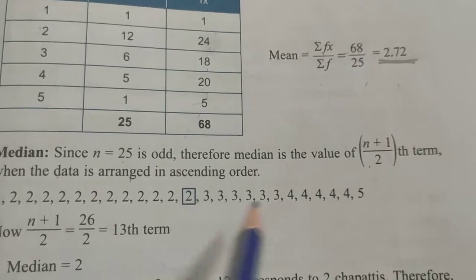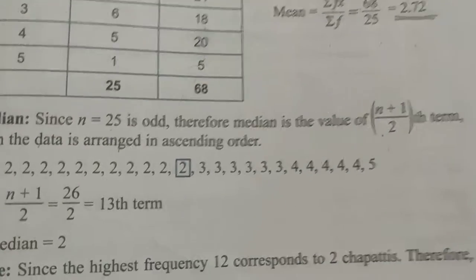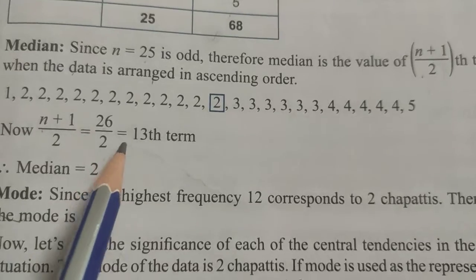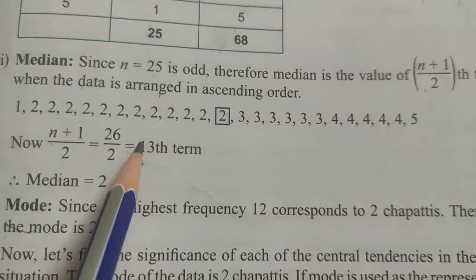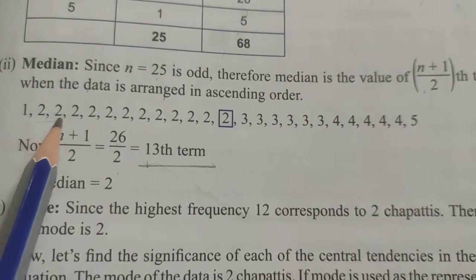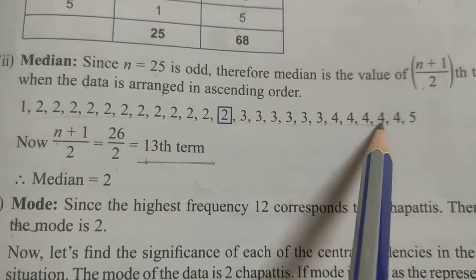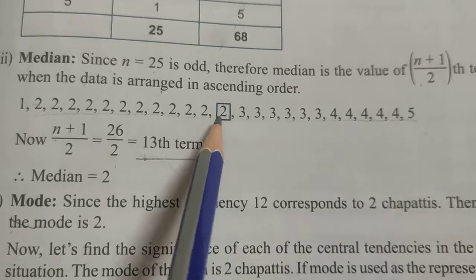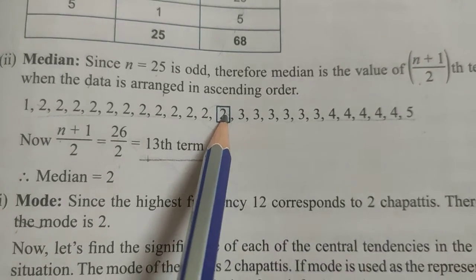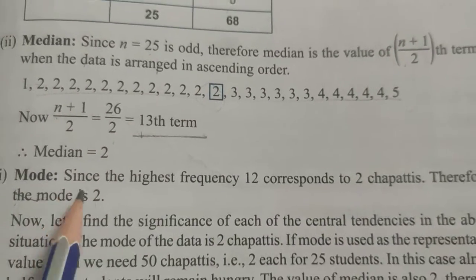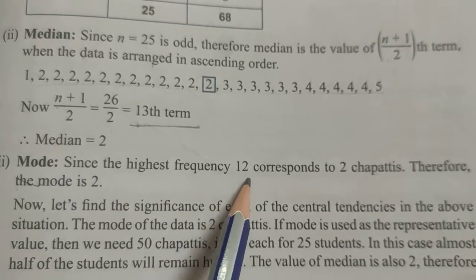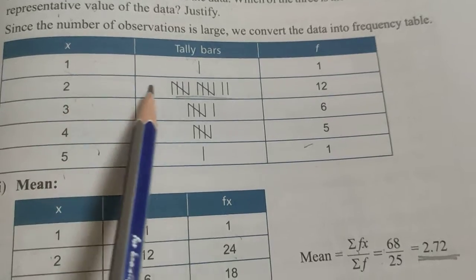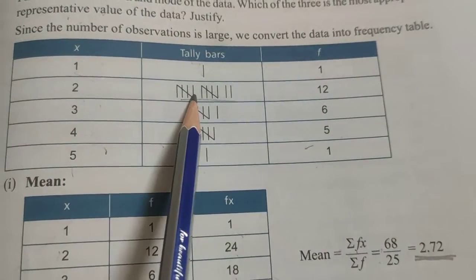Now for median, since it is an odd number, the number n is 25, so we use this formula: N plus 1 by 2, that is 26 by 2, that is the 13th term. Now when you are writing the 13th term, that means you have to arrange it in ascending order, and when you have arranged in ascending order, you find that 2 is the median value. Mode, since the highest frequency corresponds to 2 chapatis, here you can see 2 chapatis are eaten by the maximum number of students, that is 12.